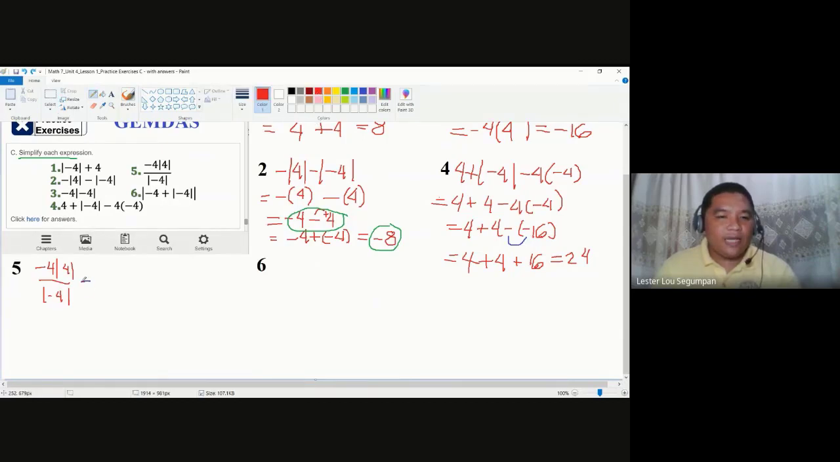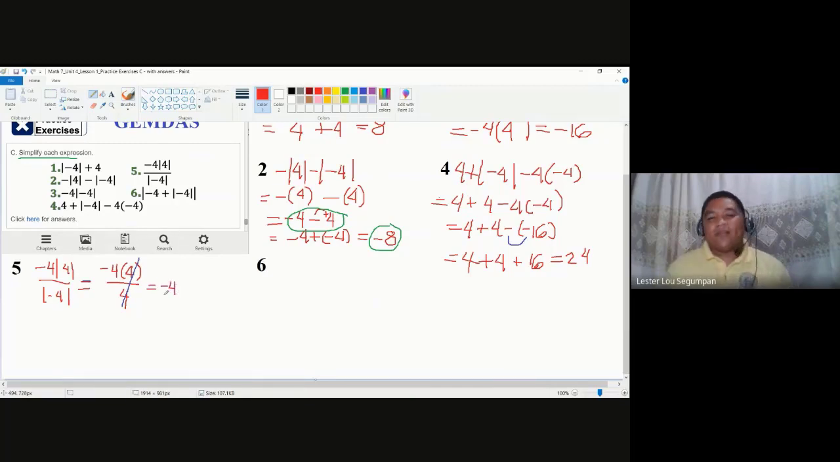So you have here -4 still. The absolute value of 4 is +4 all over the absolute value of -4 is +4. And then later on, you can use here the cancellation law and you will still have the answer of -4.